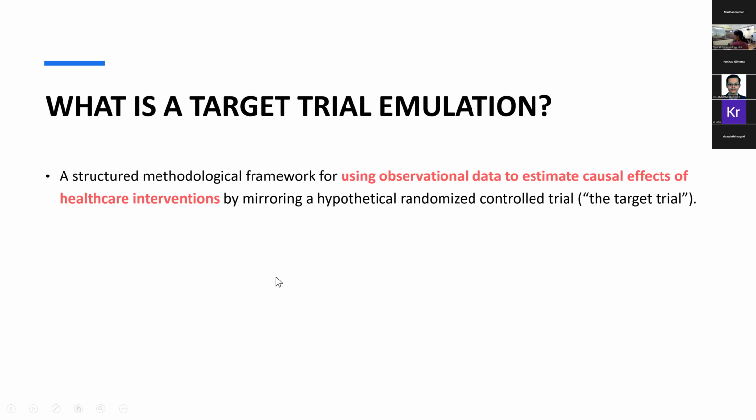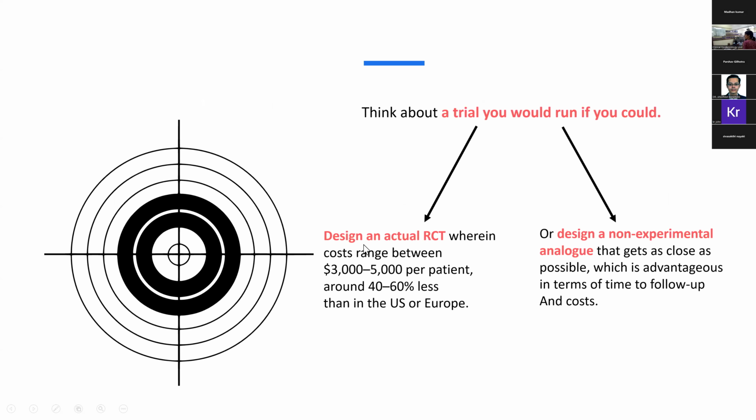So this is what I said before, that it is a structured methodological framework for using observational data to estimate causal effects of healthcare interventions by mirroring a hypothetical randomized controlled trial, which is called the target trial. So what you first do is you think, if I had to design an RCT, how would I design it? That is your target trial. It is a hypothetical RCT.